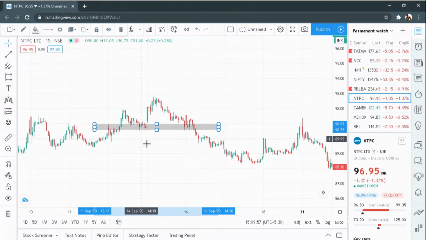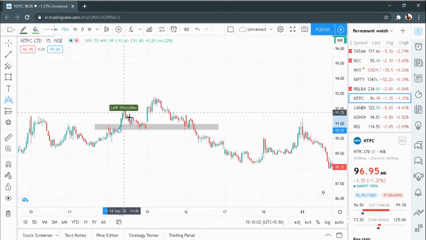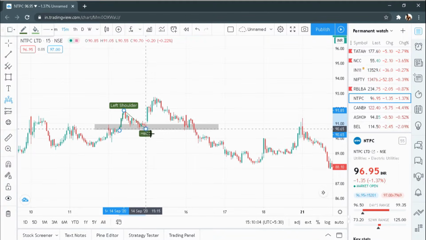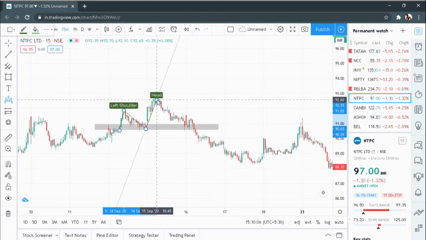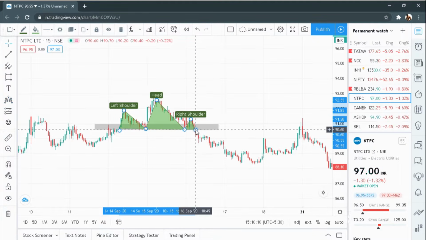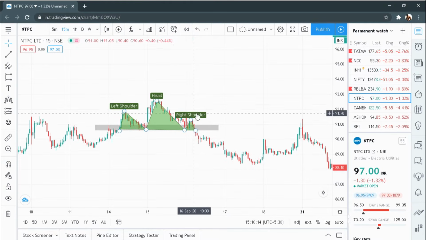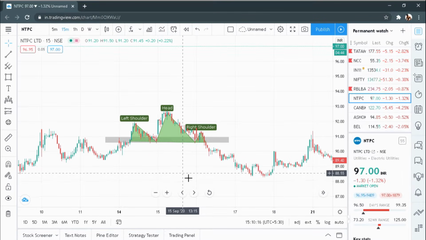We will consider this as the neckline, and if I mark it more precisely for you, you can see this is the left shoulder. It ends over here, then the head forms over here, the head ends over here, and then the right shoulder forms here and ends over here. You can see the right shoulder is relatively smaller than the left shoulder and the head, but that is absolutely fine. As long as you can identify the pattern, you are good to go.